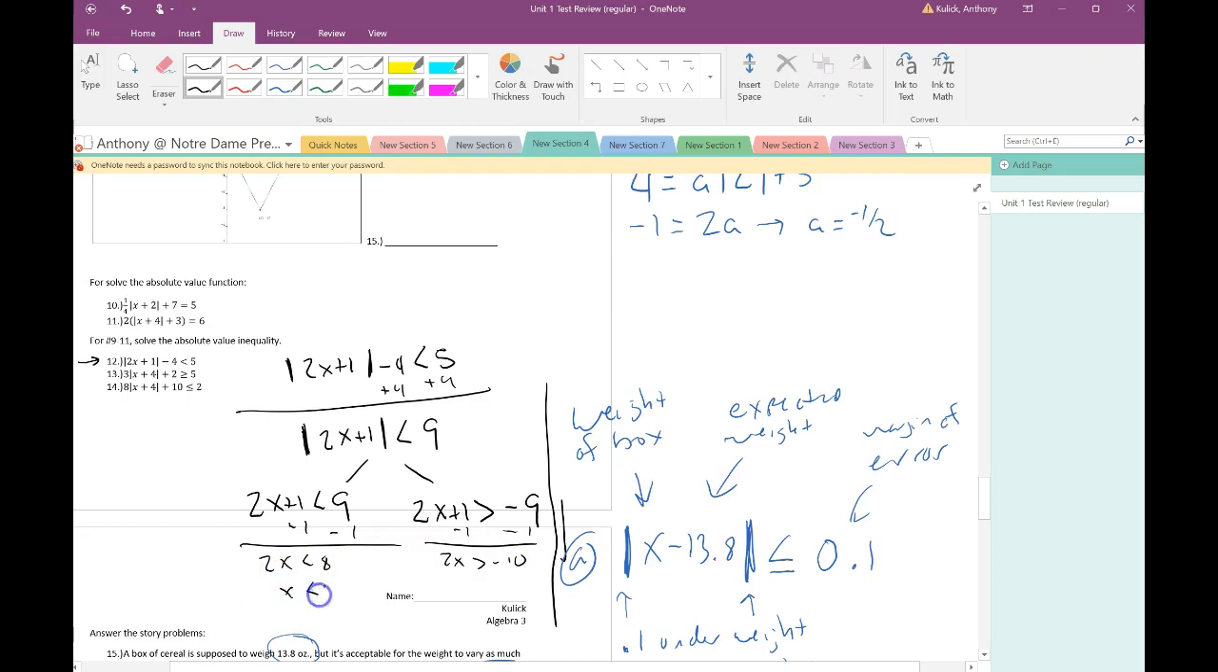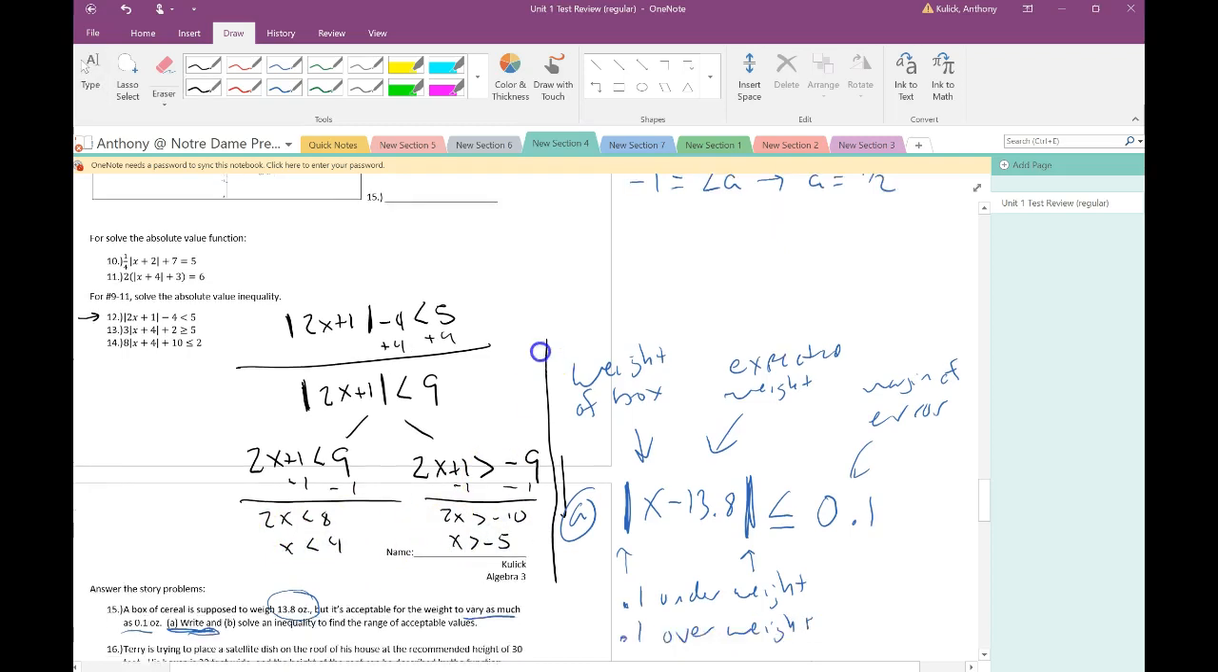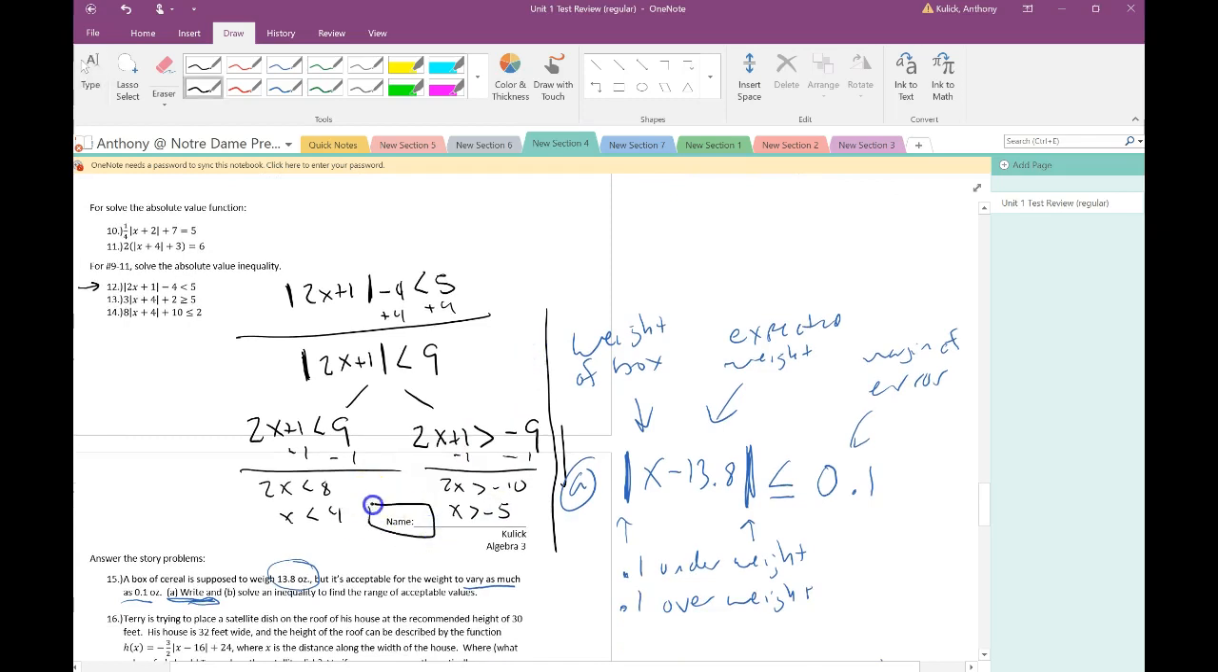Divide by 2. And then to figure out whether this should be and or, I'm just going to graph each of these on the number line. So greater than negative 5 is this way, and less than 4 is this way, so this should be and. Cool? Cool.